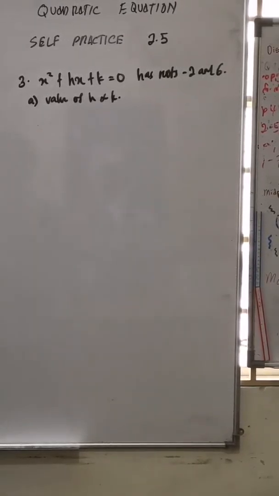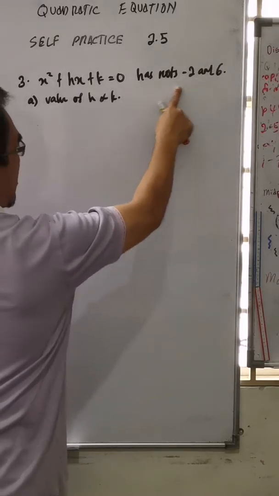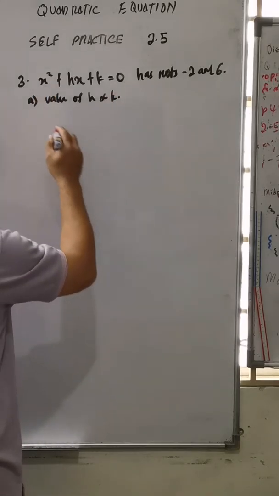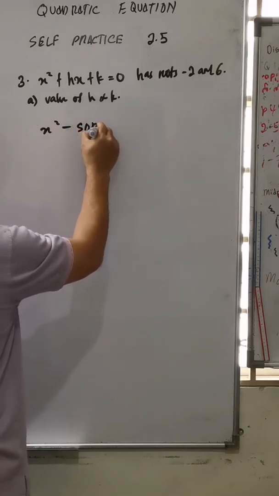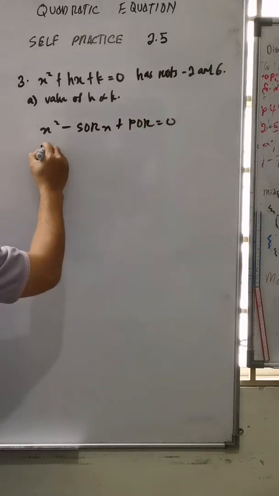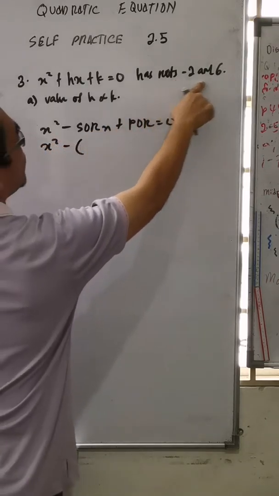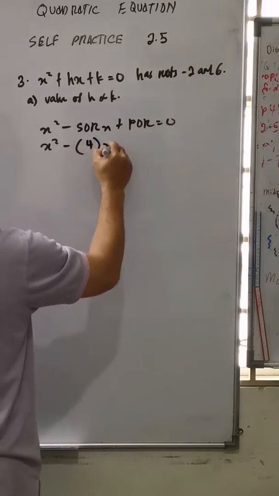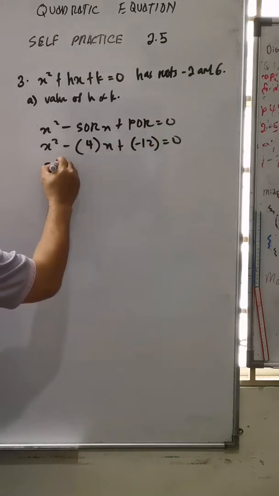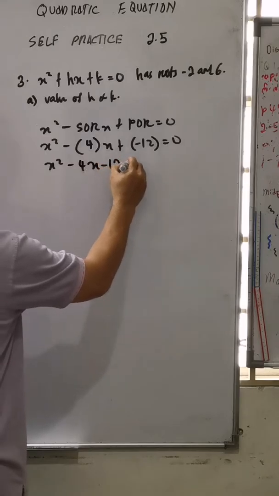Okay, let's continue. Number 3. x squared plus hx plus k equals 0 has roots negative 2 and 6. Find the values of h and k. For this one, I just create an equation with the roots negative 2 and 6, and then compare. So what is the quadratic equation? x squared minus sum of roots plus product of roots equals 0. So x squared minus the sum, negative 2 plus 6, which is 4, x plus the product, negative 12, equals 0. So x squared minus 4x minus 12 equals 0.